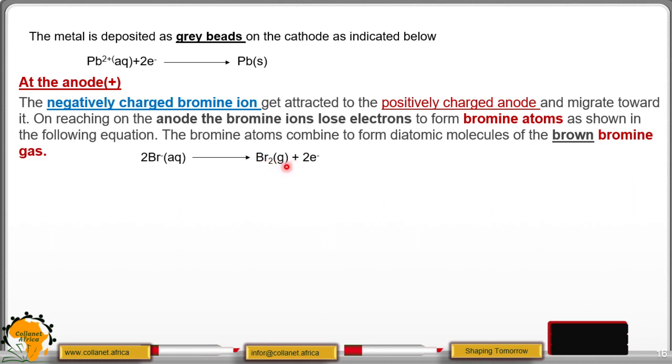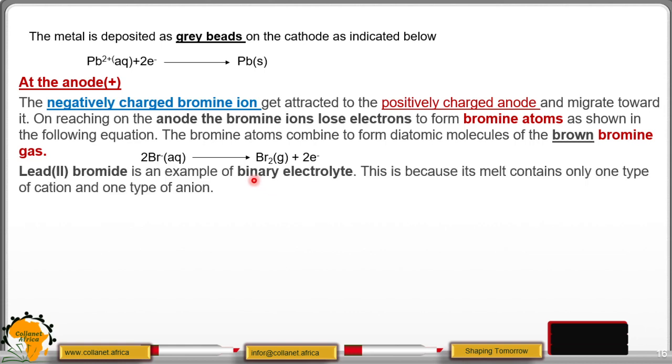Therefore, to balance the equation, you need 2 electrons here, and because these are 2, you have to put a 2 here to balance the number of bromine atoms. So that is how it is formed.